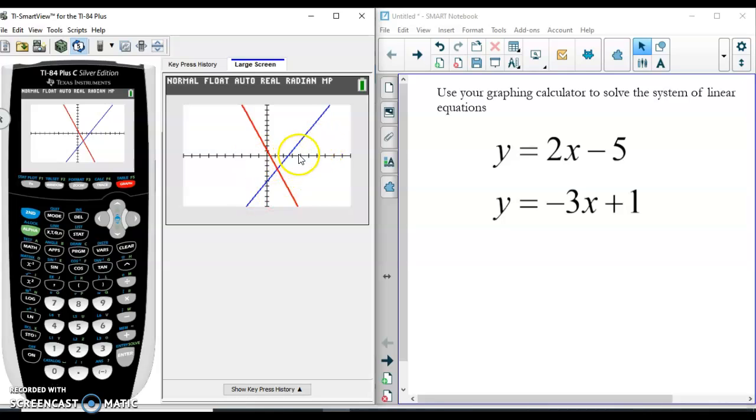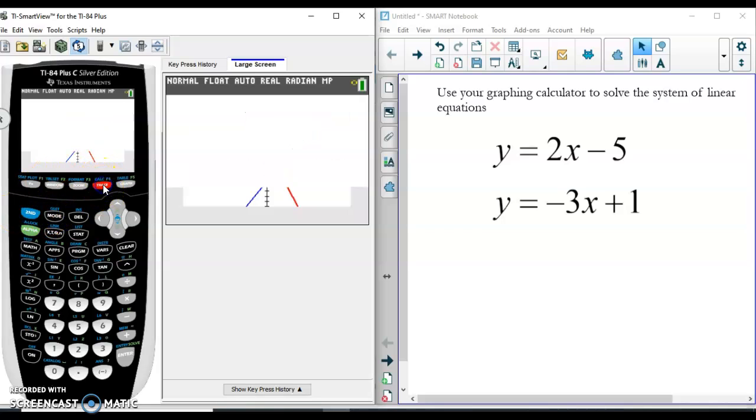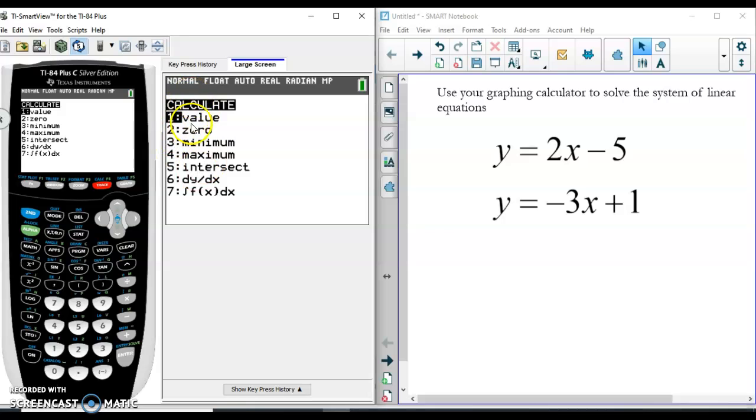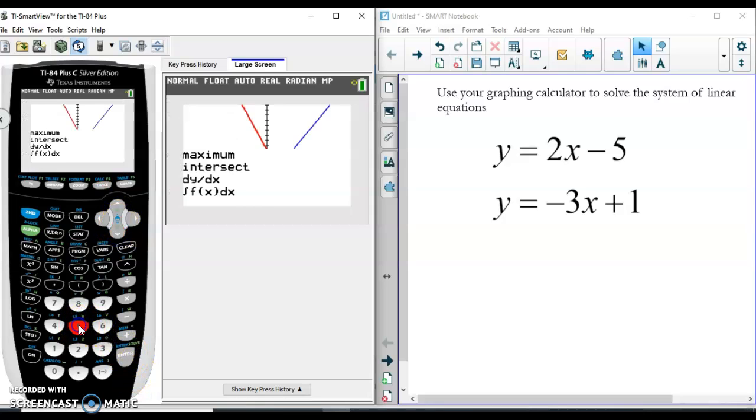Now the way that we find the point of intersection is we hit the blue second button and then the trace button, which if I hit blue, it really means calc or calculate. Now in this menu, we're going to use option 5 for the intersect or the intersection. So you can either scroll down and hit enter on number 5, or you can simply hit the number 5.